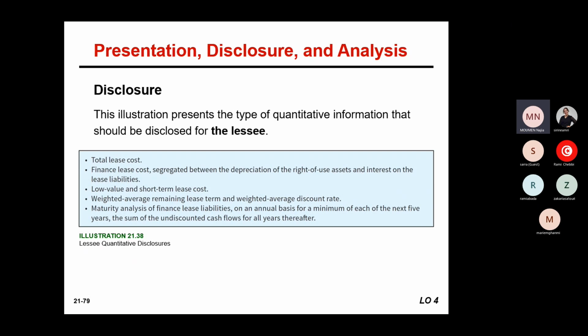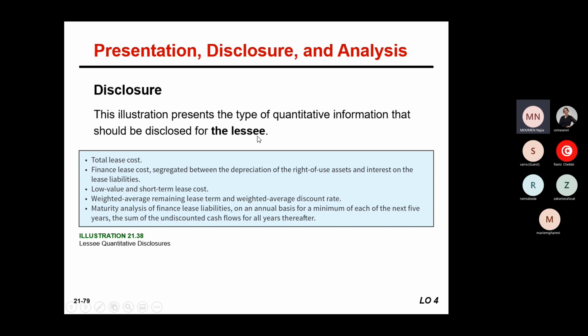In addition to this qualitative information, we have to provide quantitative information regarding the lease agreement. For the lessee, as a firm, it must provide what? The total lease cost, how much it cost. So if it is a finance lease cost, it will segregate between the depreciation of the right-of-use asset and the interest on the lease liability.